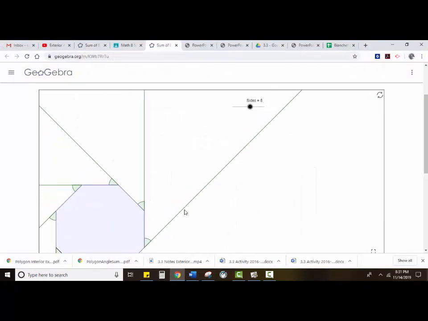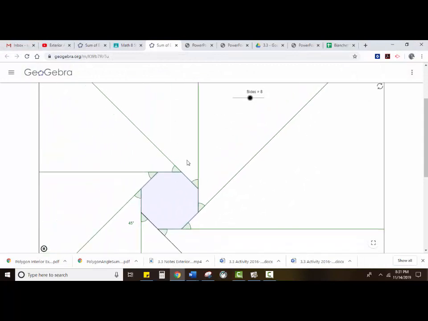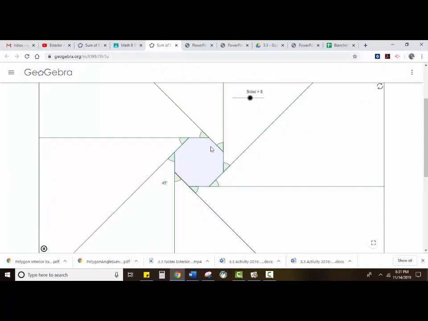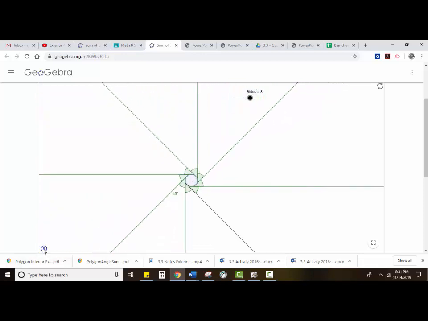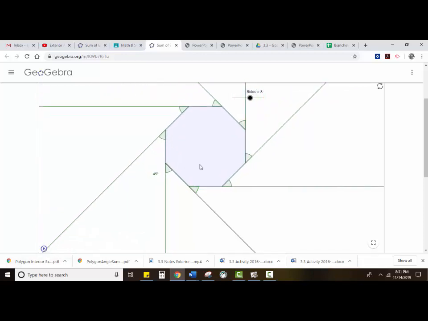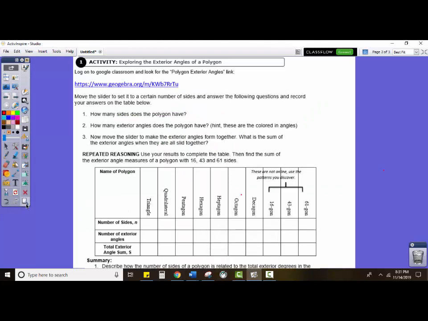So I'm going to go back to what we opened. I'm actually going to drag this to the middle so we can see it better. Then once I have the octagon open and I can see all the angles, I'm going to push pause so that I can count. So here's my octagon. Okay, so I know there's 8 sides. So I'll record that in my table.